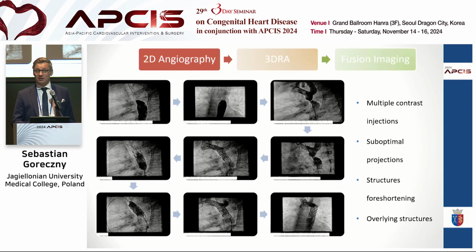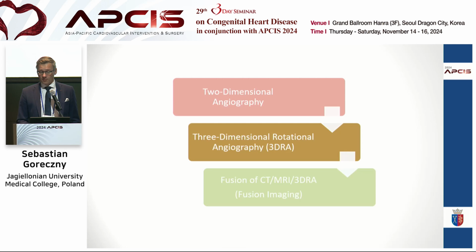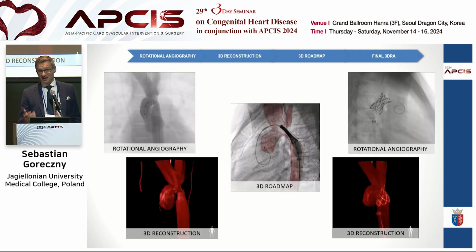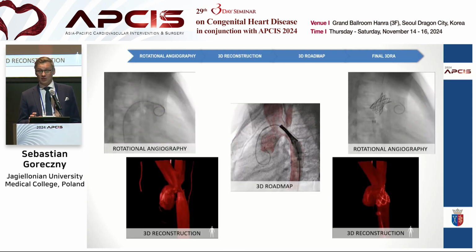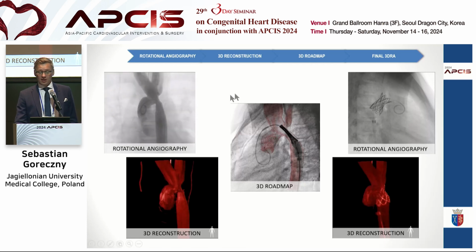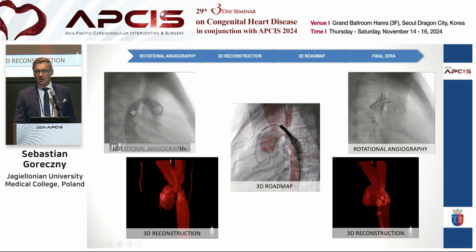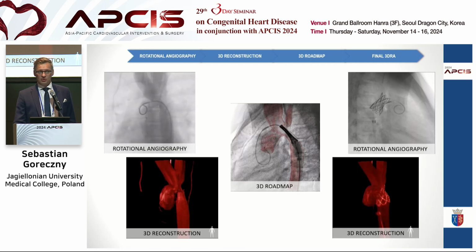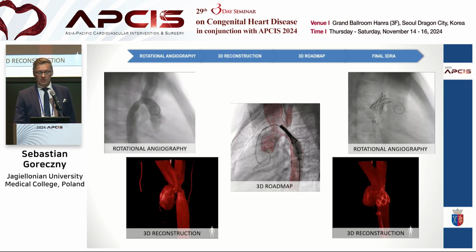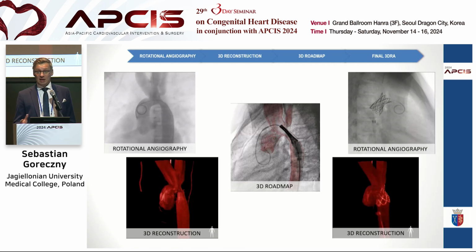So you need to find a different projection, maybe a different angle. Some structures can be foreshortened. There may be overlying structures. So altogether, angiography can be a simple thing, but not necessarily in all patients. So if you take it to another level, a higher level with rotational angiography, you already at the beginning gain many images, many projections, and you also have dynamic information.